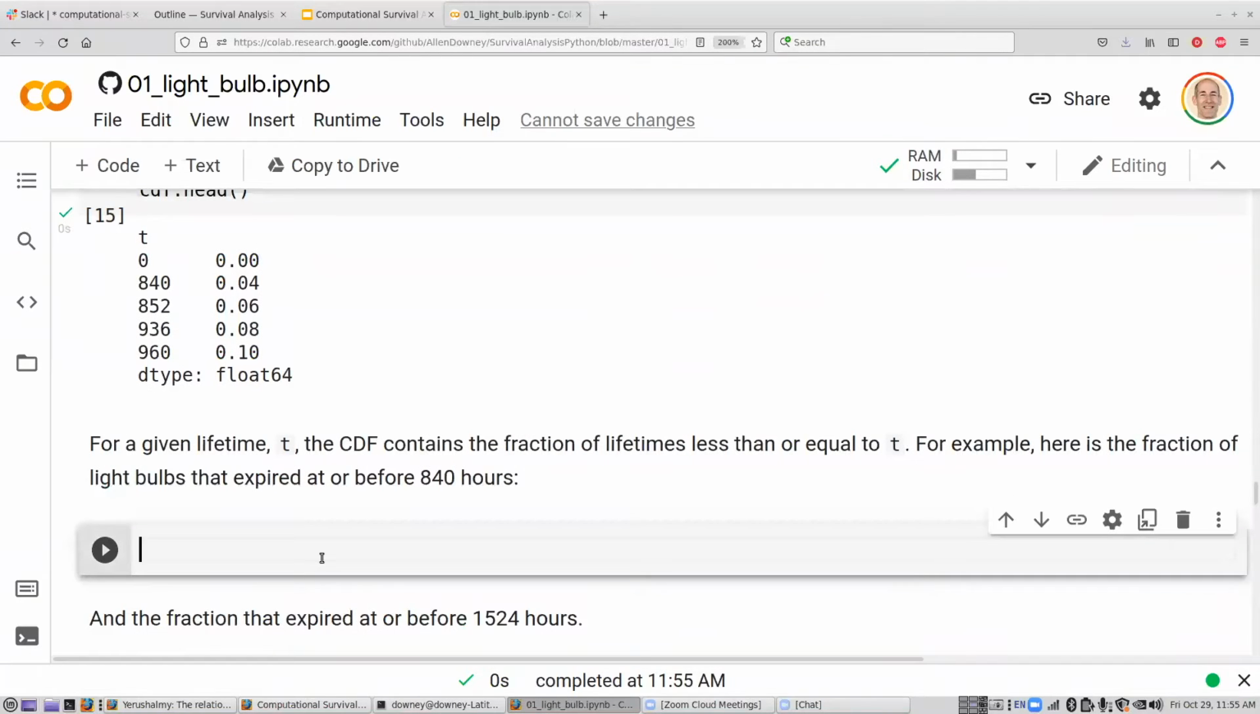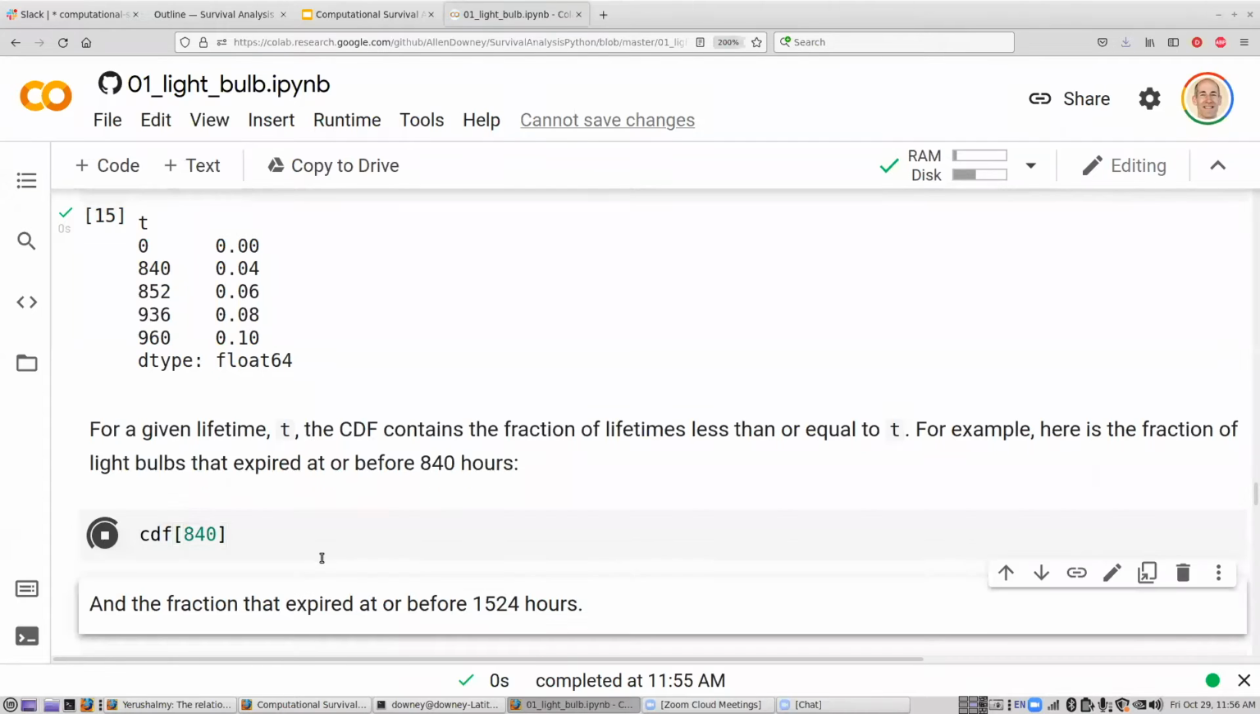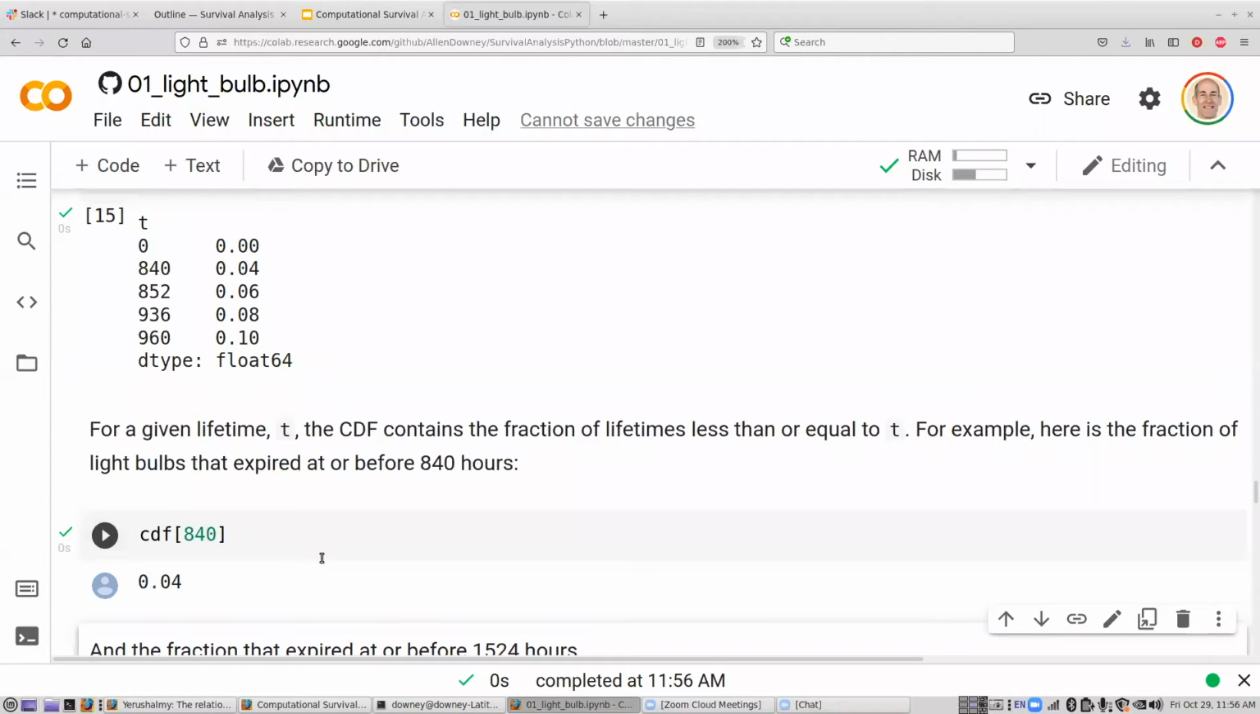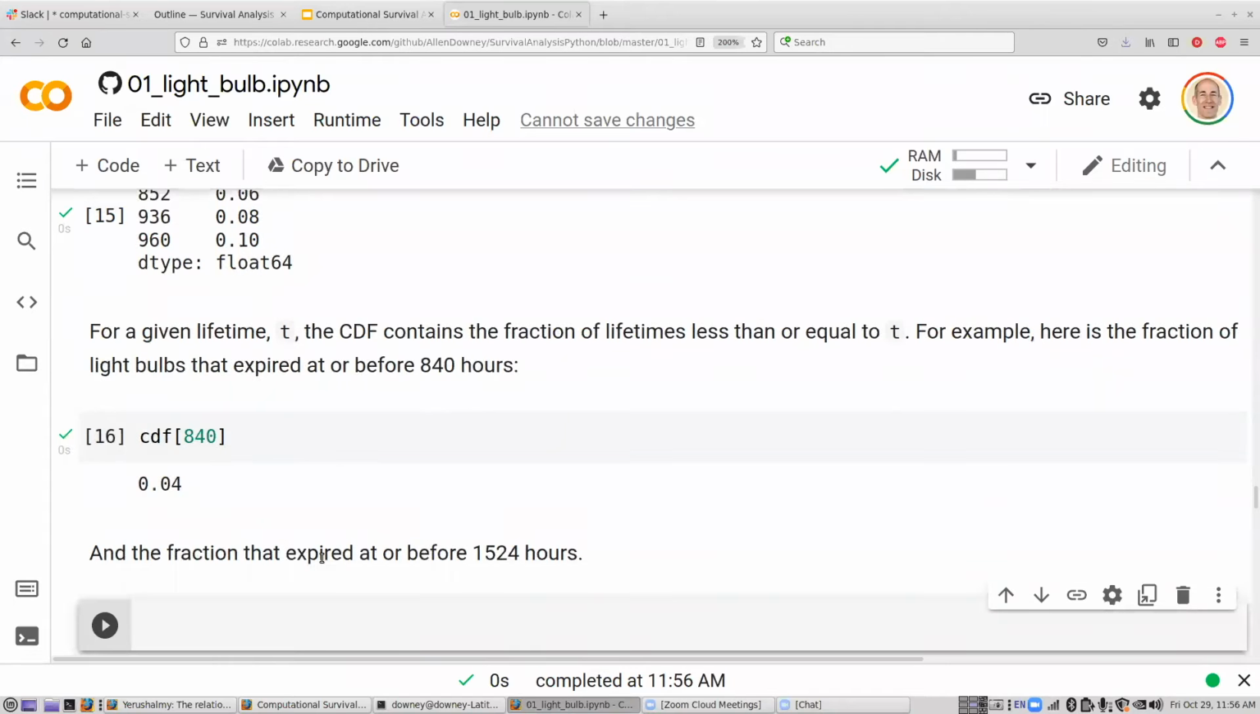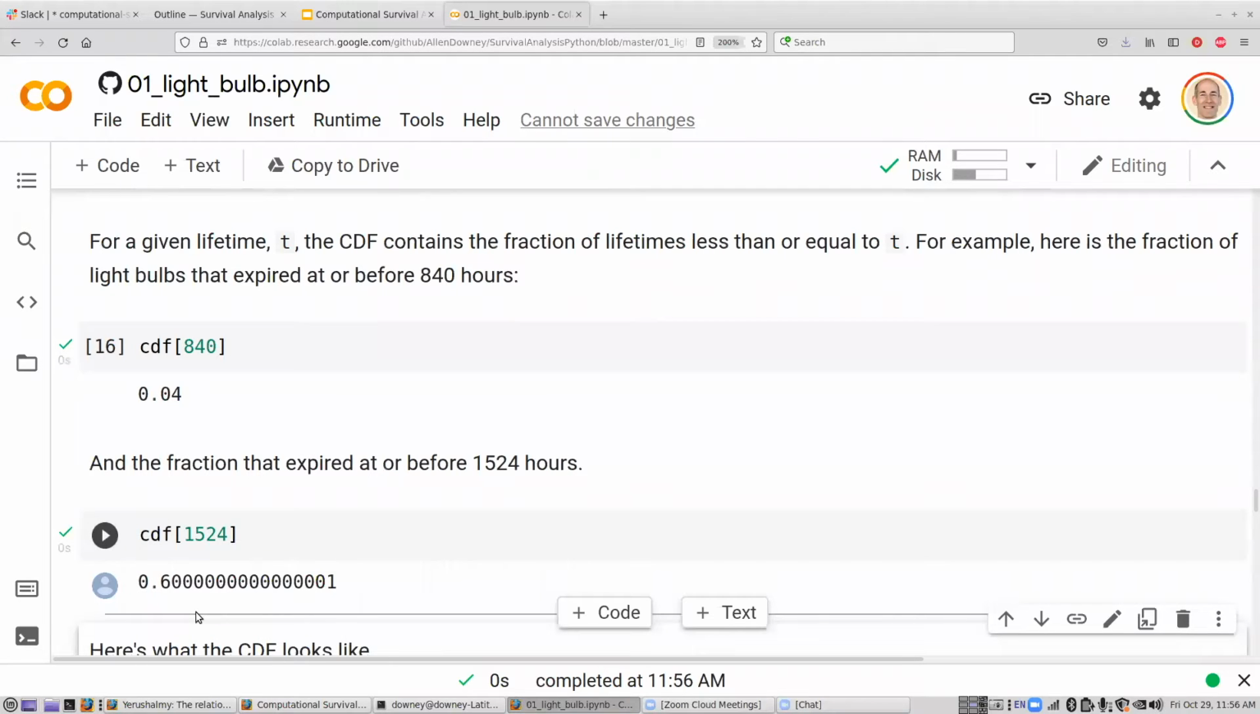So it doesn't seem like we've changed much here, but this does two things for us. One is that we can quickly compute the fraction of light bulbs that expired at or before any particular time. Again, we can use the square brackets to look up a timestamp. And what it says is that 4% of the light bulbs expired at or before 840 hours. That's not too interesting. We kind of knew that. But we can also put in a value like 1524, and it'll tell us that 60% of the light bulbs expired at or before 1524 hours. So that's one thing the CDF does. What it's computing there is a percentile. It's telling us that the 60th percentile is 1524.